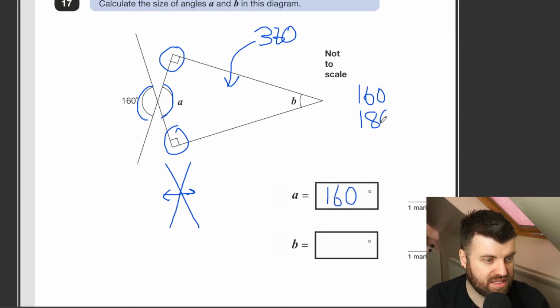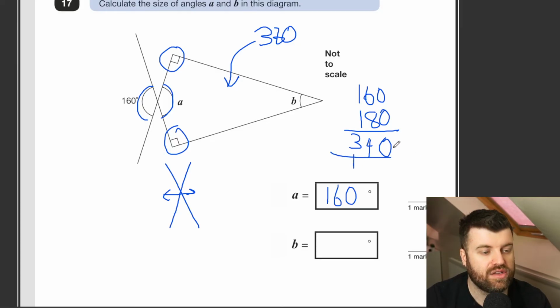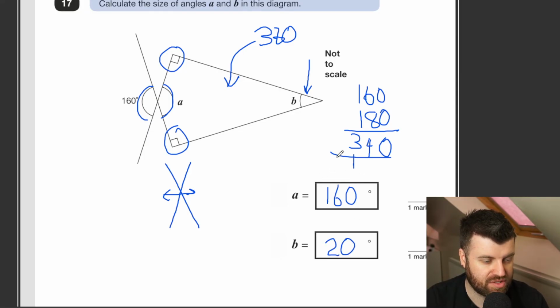So 2 lots of 90 is 180, and we're going to add these together. And we get 6 plus 8 is 14. 1 plus the 1 that we've got for the 14 is 340. So what is left over? What do we need to have in this angle to make 360 in total? Well, I've already got 340. So the answer is going to be just 20 degrees, because 340 plus 20 is 360.